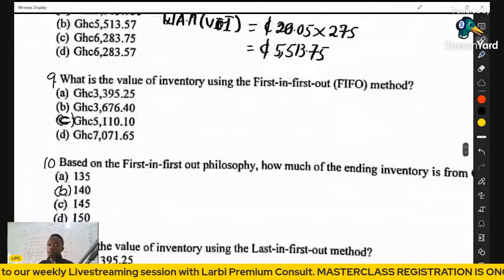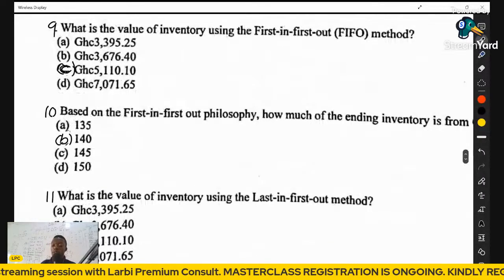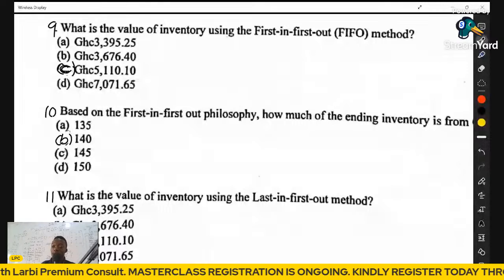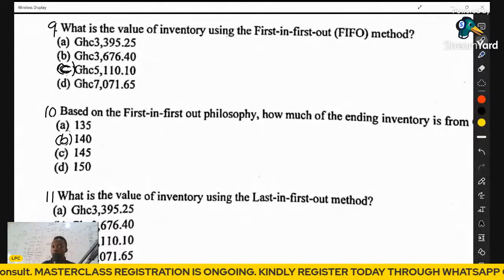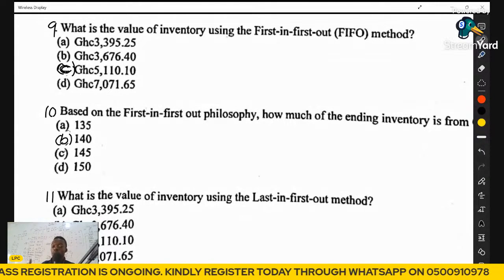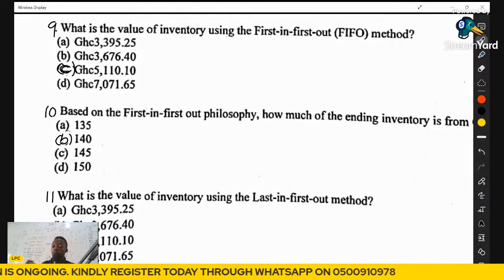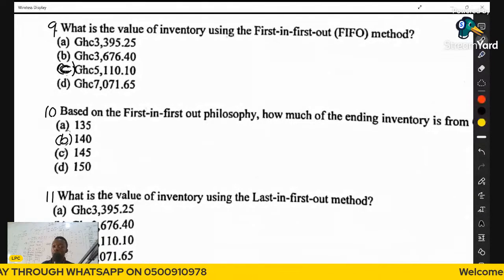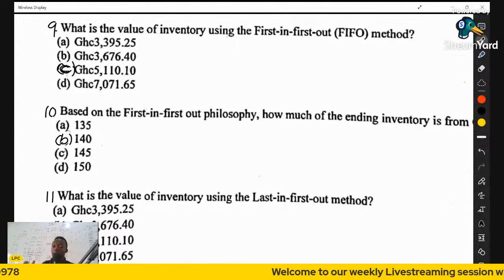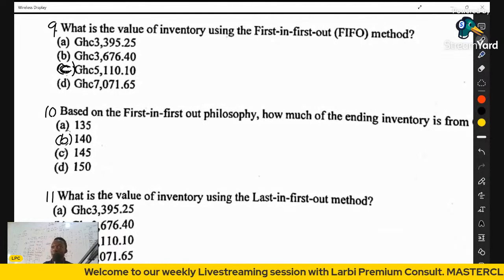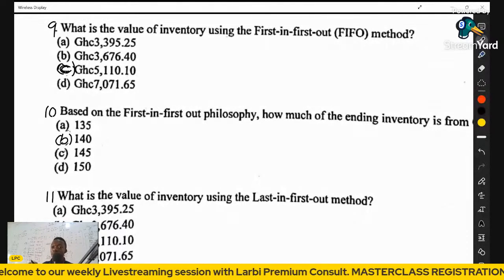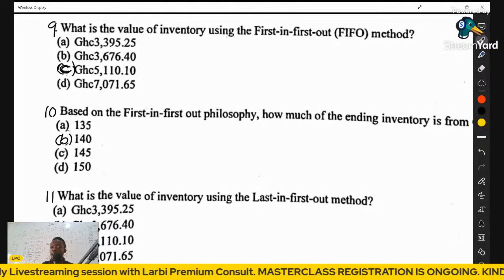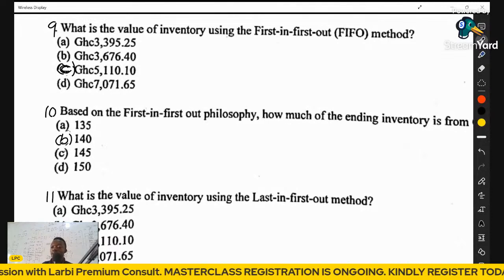Now we want question number 9. What is the value of inventory using the first in, first out method? The first in, first out method is another way to value inventory. It states that in terms of issuing inventory, the inventory that came in earliest should be the one that goes out first. Inventory that came in previously should be the one that goes out first when we are issuing inventory.